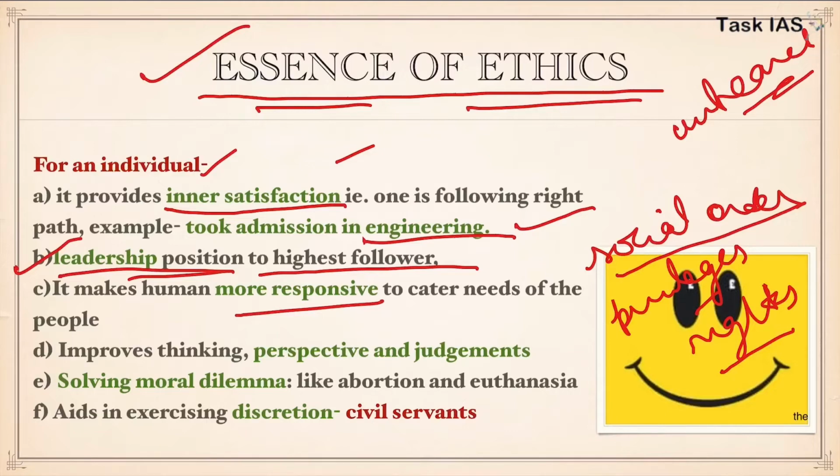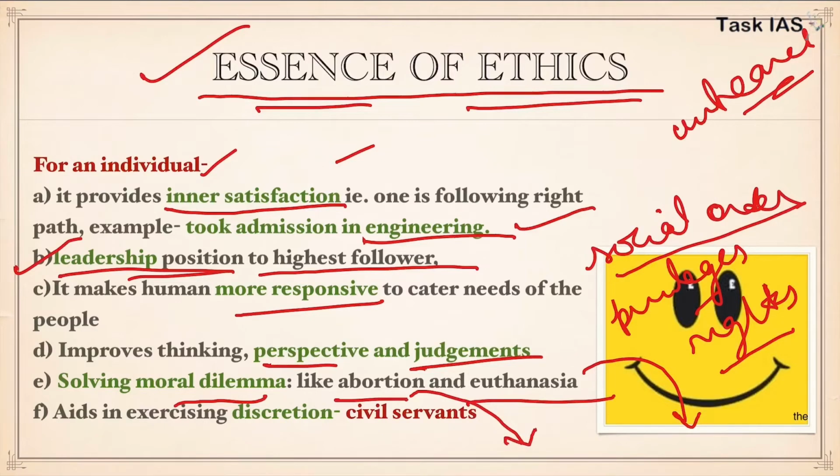Other points: if these ethics and standards are internalized by an individual, they also help in forming perspective and judgments. You can take the example of abortion or euthanasia. These are dilemmas, but if an individual has ethical standards, he can understand the norms and standards and how others have followed them in life. So how those standards can help in deciding whether he should go for abortion or not, especially if that abortion case is a rape case.